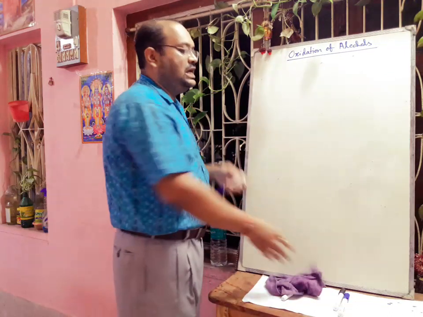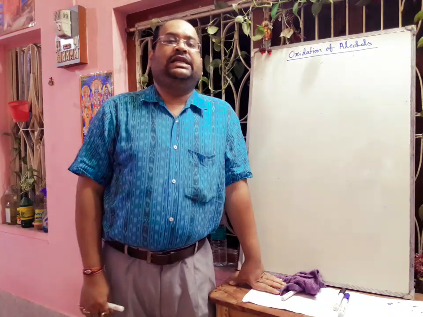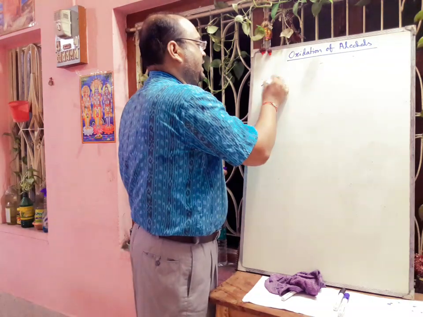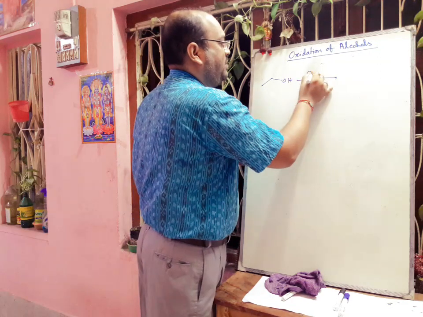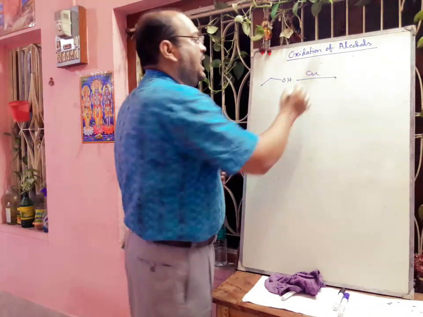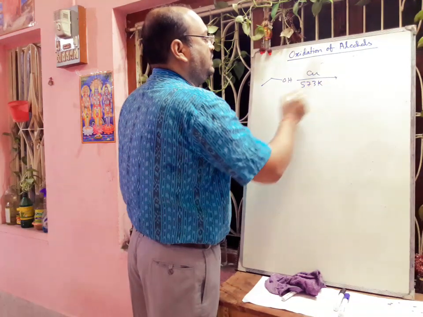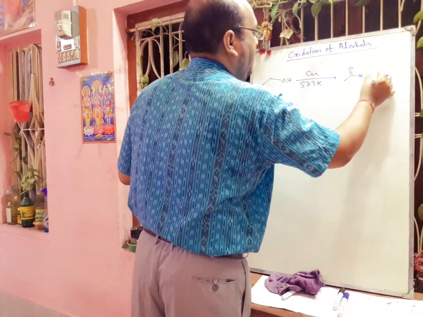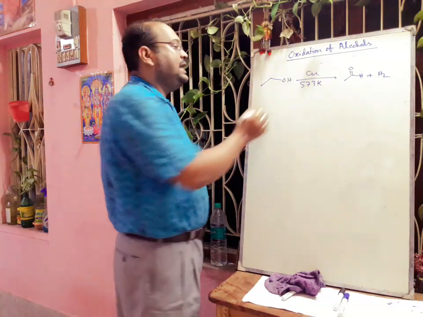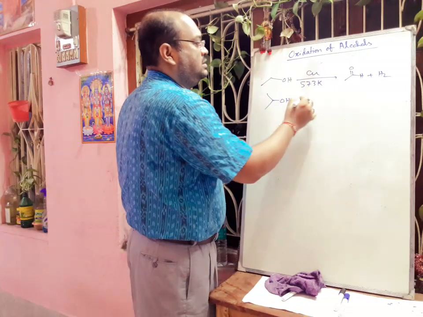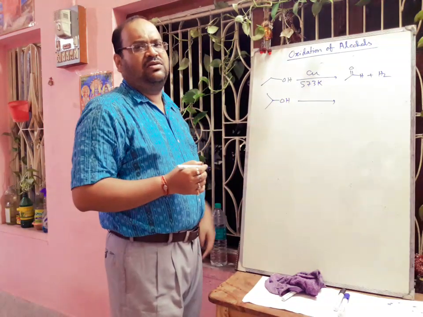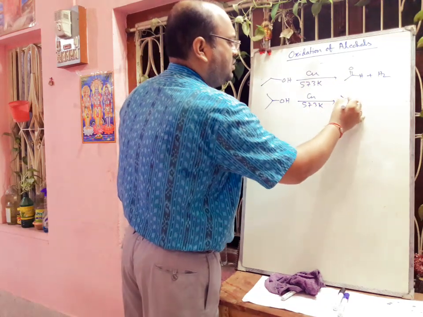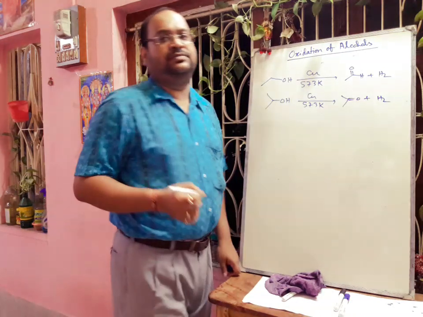Next we will discuss another reagent, that is copper and heat. That means if we take the alcohol and copper metal and supply heat at around 573 Kelvin, then it will form the corresponding aldehyde and hydrogen. If we take a secondary alcohol like isopropyl alcohol, here also with copper at the same temperature, it will produce the corresponding ketone plus hydrogen gas.